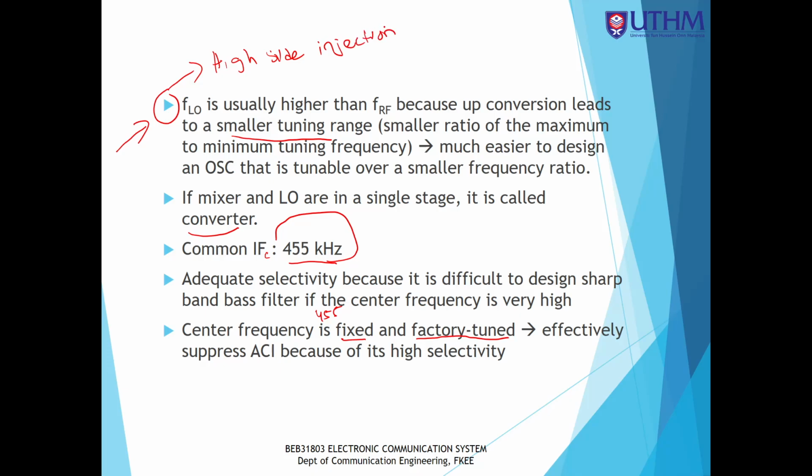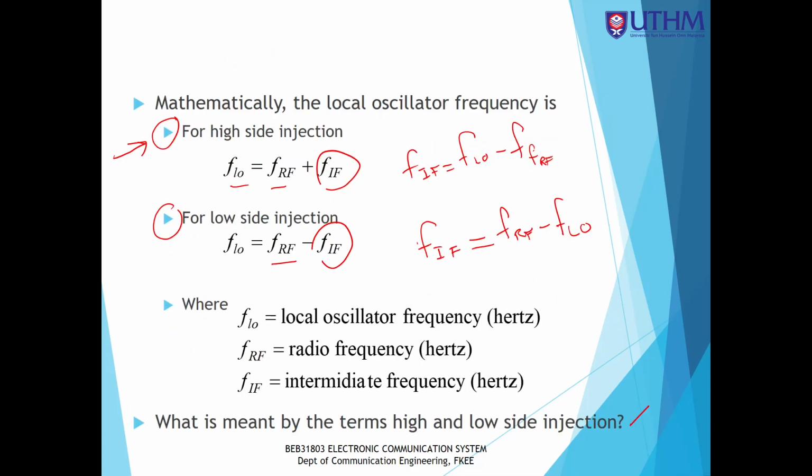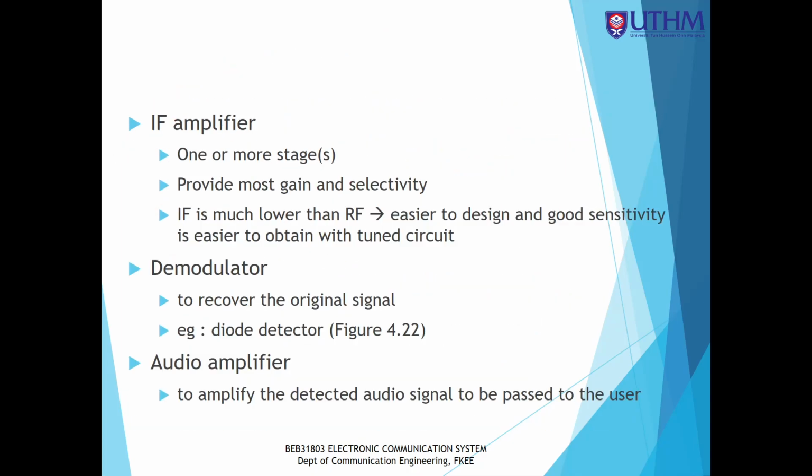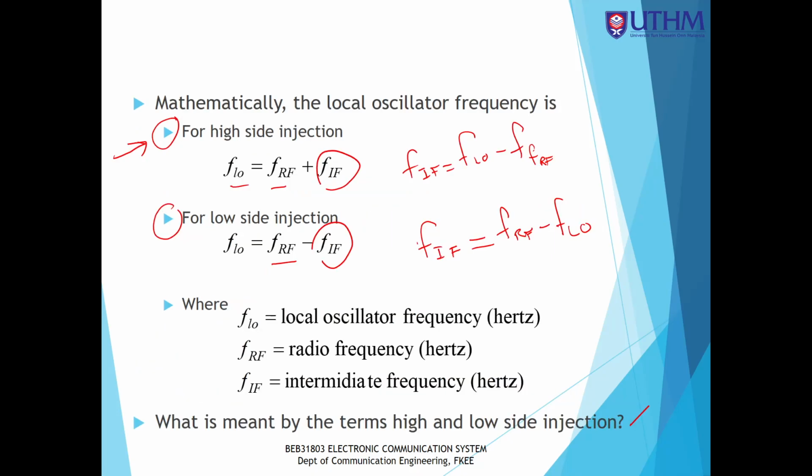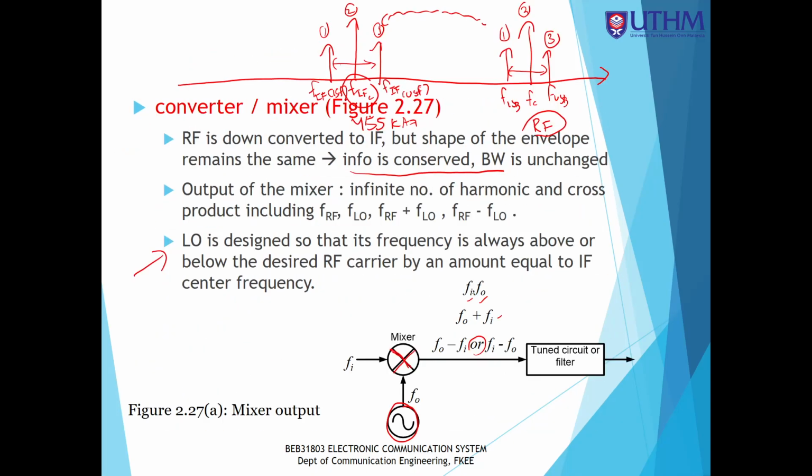Okay, high side injection is more preferable compared to the low side injection. So from here, mixer converter. I flash back a few slides. The mixer converter already down converts into intermediate frequency. Now what?